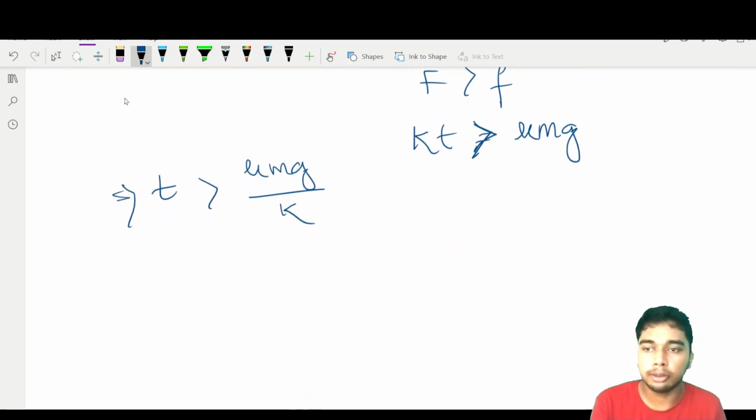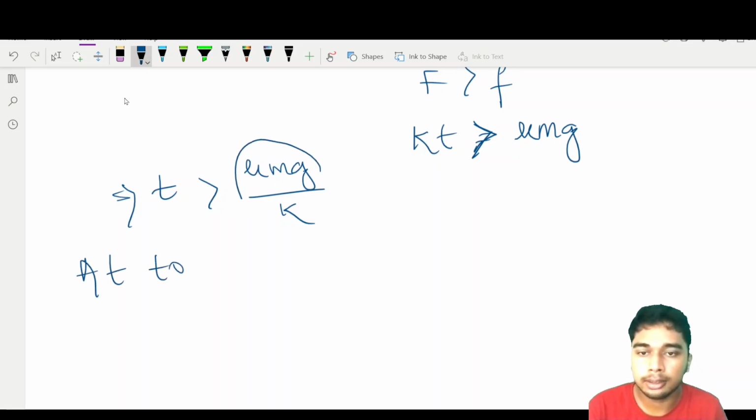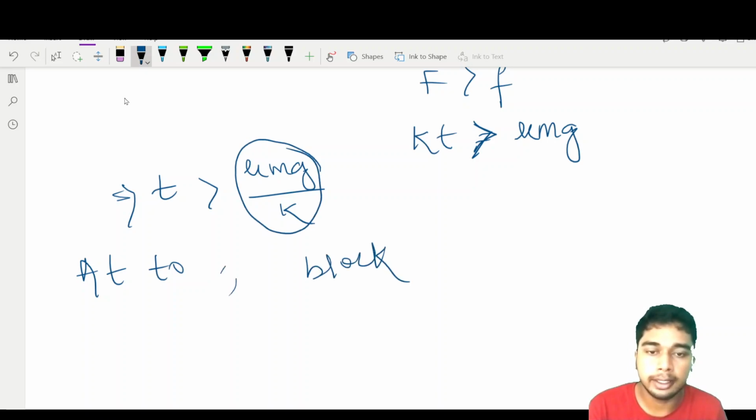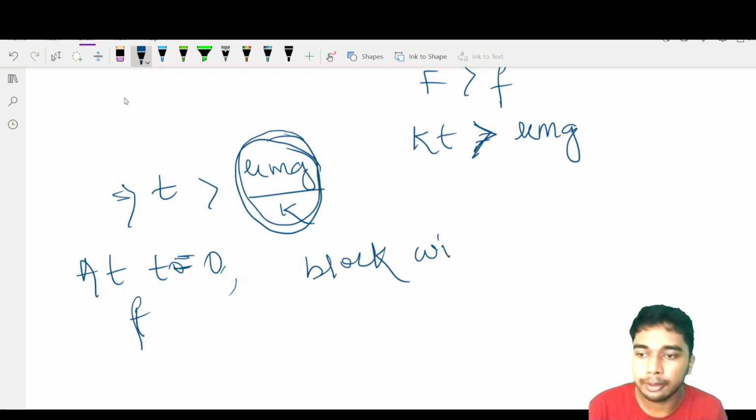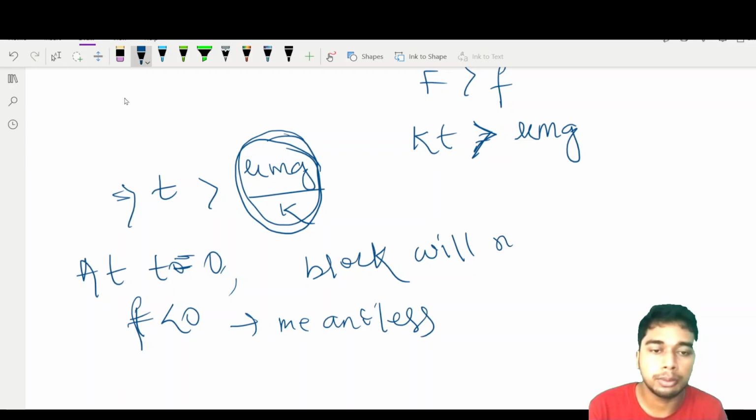But there will be a certain condition. At t is equal to 0, as all are positive quantities, the block will not move. This indicates that the block will not move at t is equal to 0. What will happen? All these quantities, the f is less than 0, this is meaningless. So the block will not move. I will simply write, block will not move.